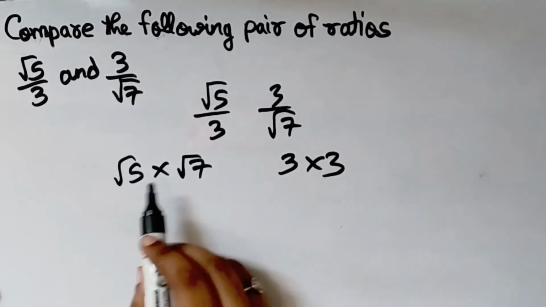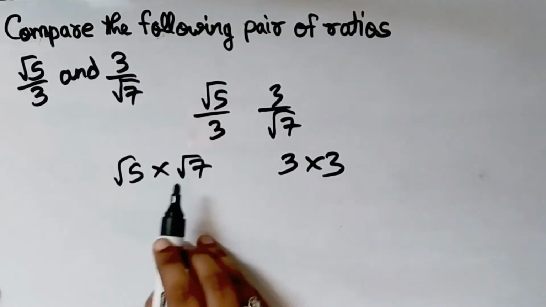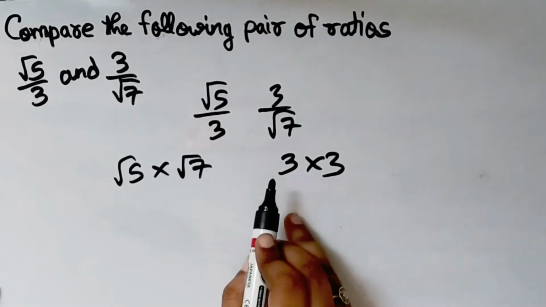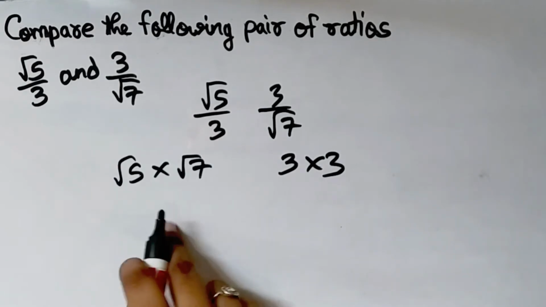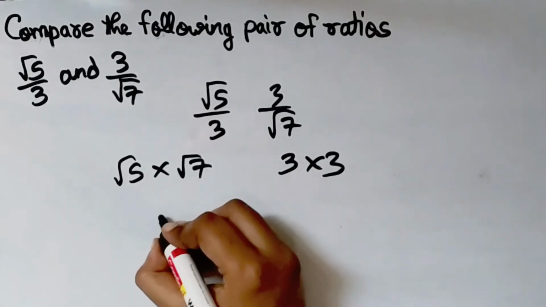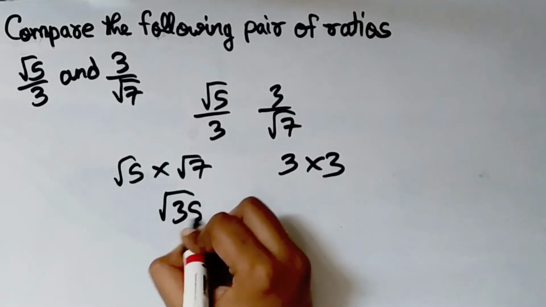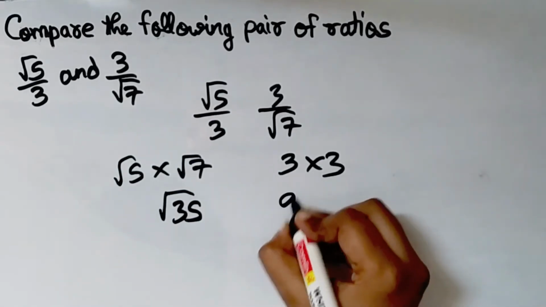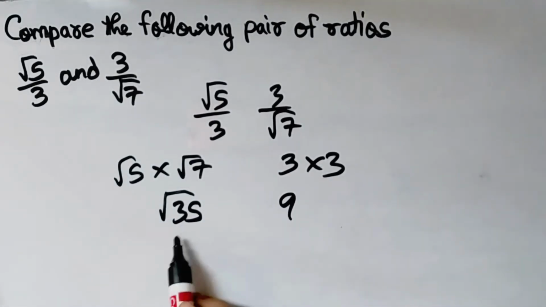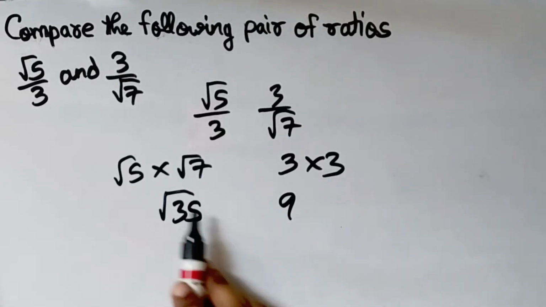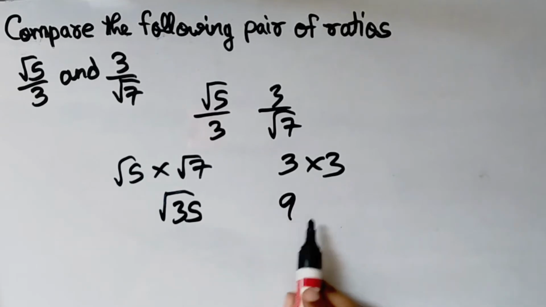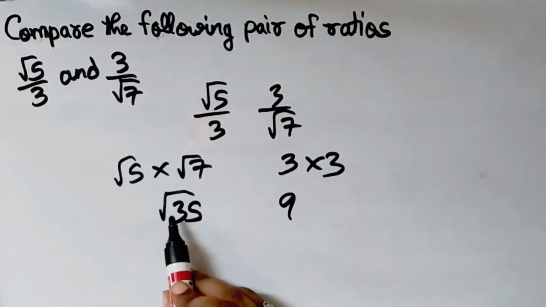And in the chapter of real numbers, we have seen how to multiply surds in the previous videos. Okay. So I will give the link in the description and the I button, you can check it. So root 5 into root 7 will be square root of 35, and here 3 3s are 9. Okay, now we have to compare which one is greater. Now here you cannot compare because here the square root sign is there and here it is a whole number. Here this is a surd.